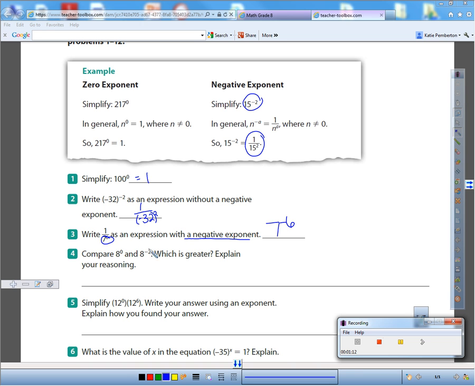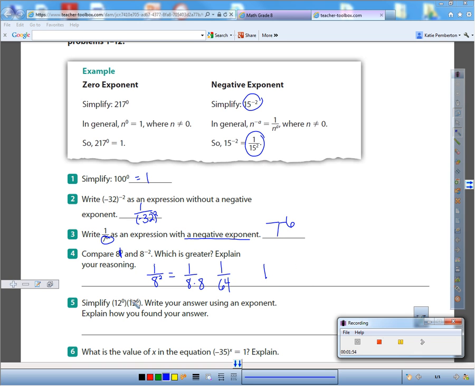You're comparing, so you're telling which one is greater on number 4. 8 to the 0 power is 1. So this is going to give you a 1 here. Okay. 8 to the negative 2, it drops it to the denominator, that negative exponent. So if you expand that out, you're left with 1 over 8 times 8, which would give you 1 over 64, a fraction. So that 1 over 64 is going to be smaller than just 1. So 1 over 64 would be smaller than 1. And you could explain that here.